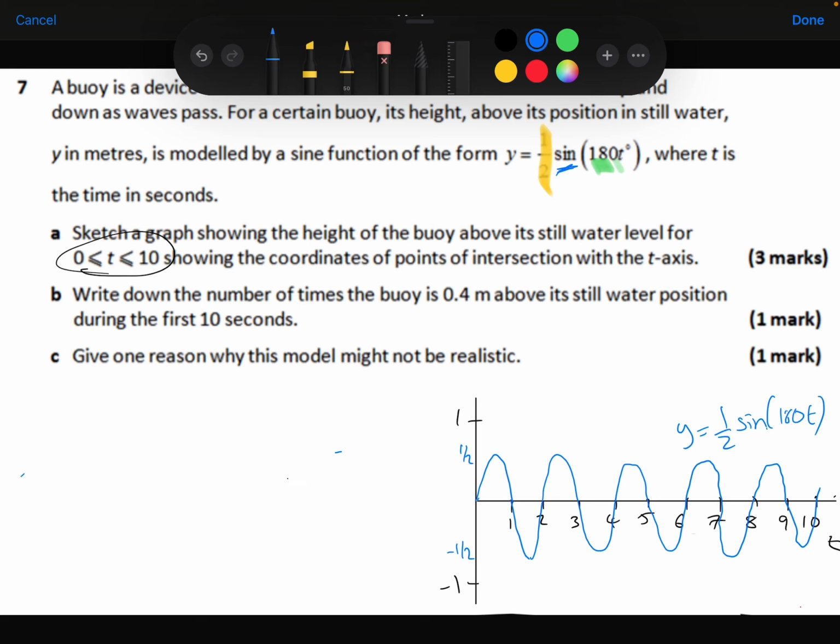Part B. Write down the number of times the buoy is 0.4 meters above its still water in the first 10 seconds. So 0.4 would be roughly about here. So it's going to be 0.4 meters above its still water position here, here, here, here, and so on. These are all the times when it's going to be 0.4 meters above the 0 position. So that's 1, 2, 3, 4, 5, 6, 7, 8, 9, 10. 10 times.